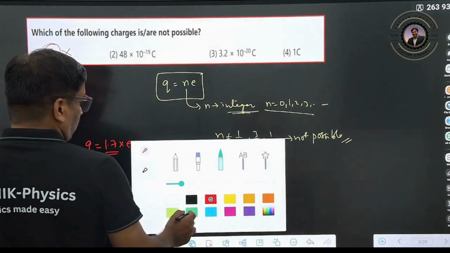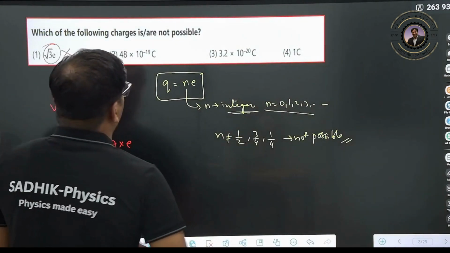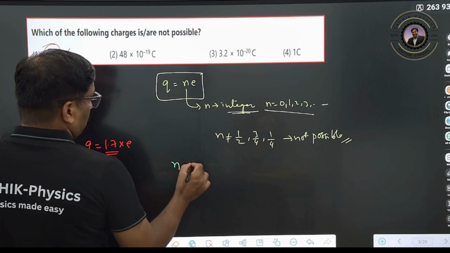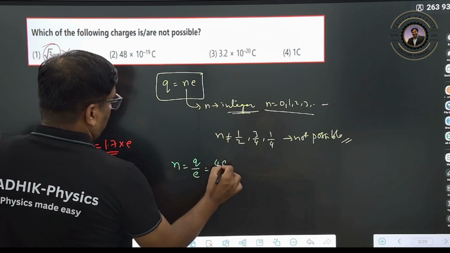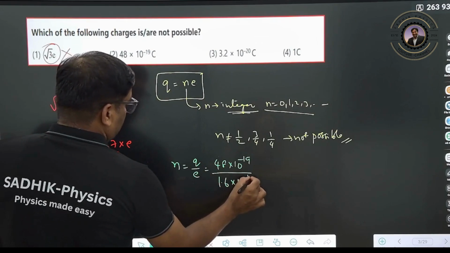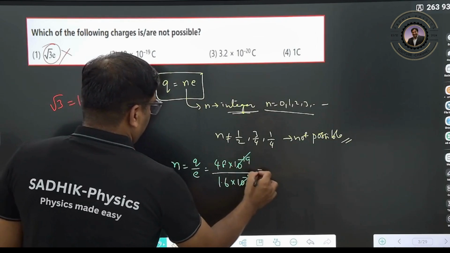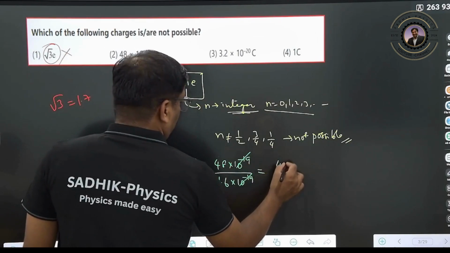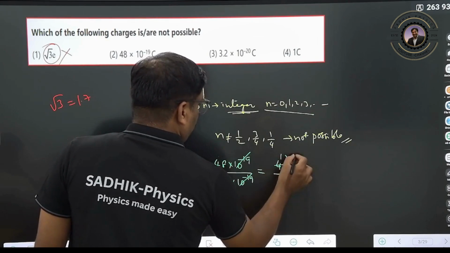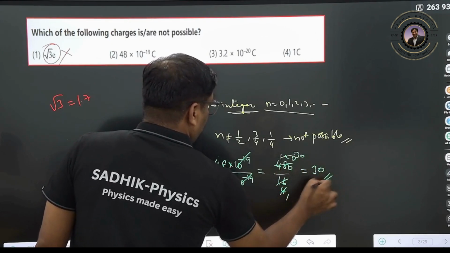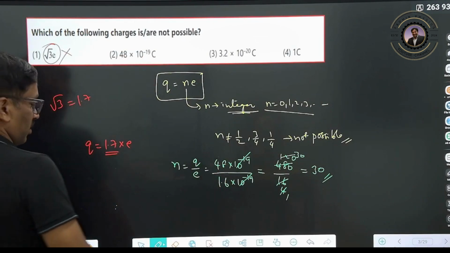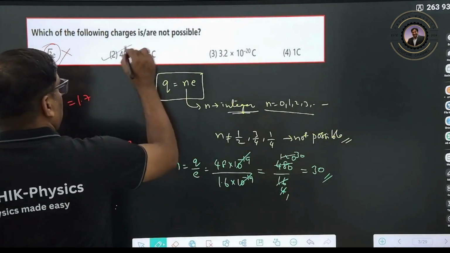Now next, what about 48 into 10 to the power of minus 19? Let us see. N equals Q by E, so 48 into 10 to the power of minus 19 divided by the charge of the electron, 1.6 into 10 to the power of minus 19 coulomb. This cancels here. How much will it be? 480 divided by 16: 4 4s are 16, 20s are 20, 4 1s are 4, 30s are 30. So N comes out as exactly 30 electrons. 30 electrons carry this much charge, so this charge is possible.